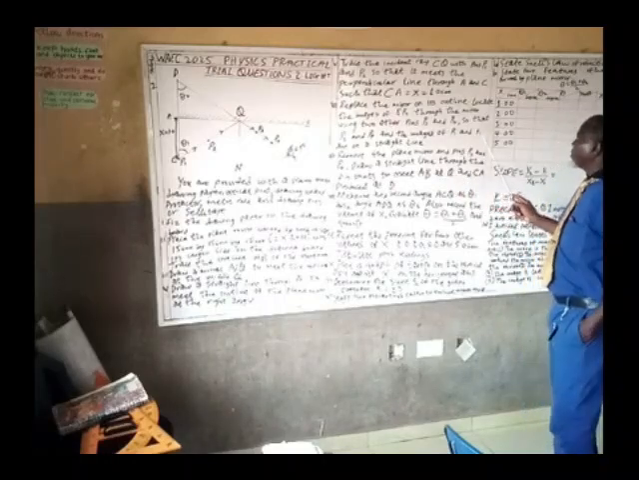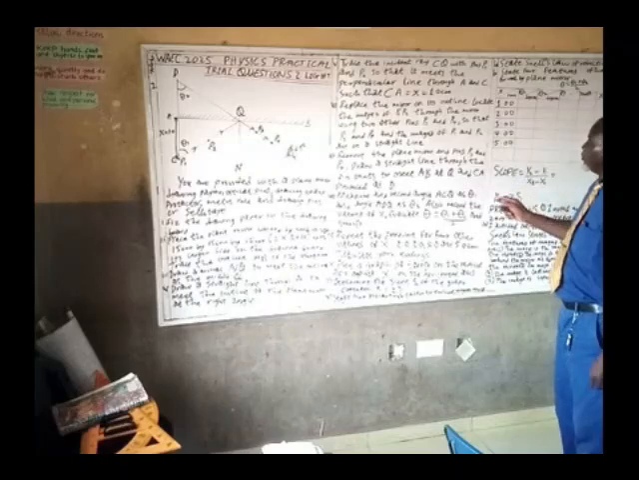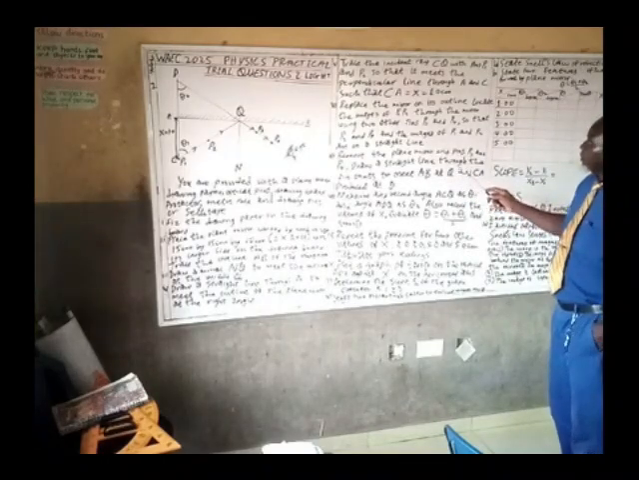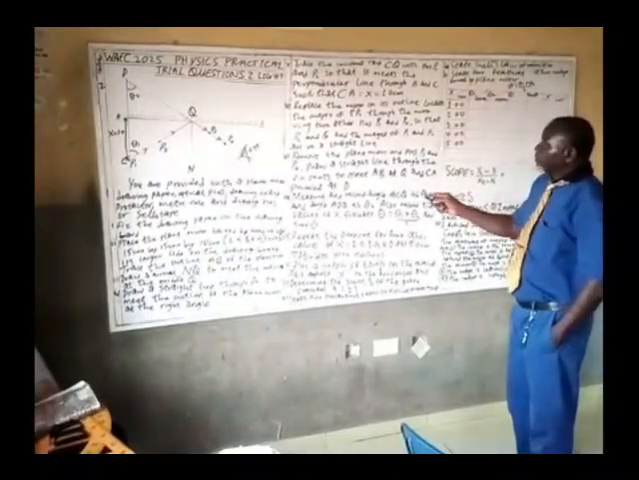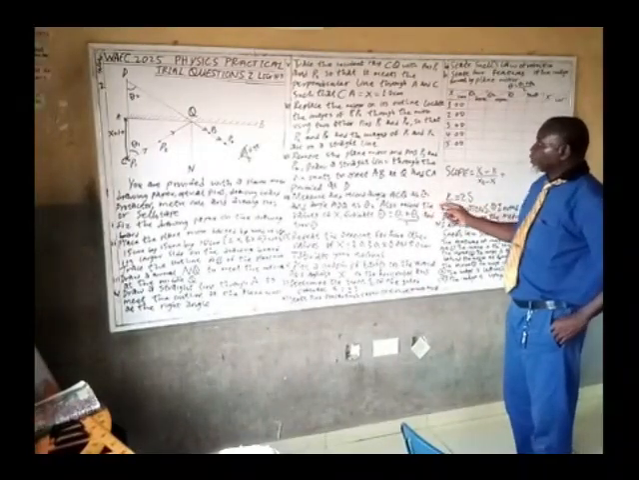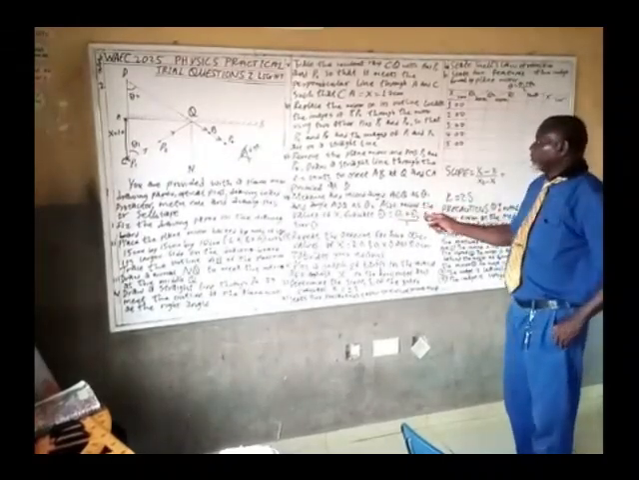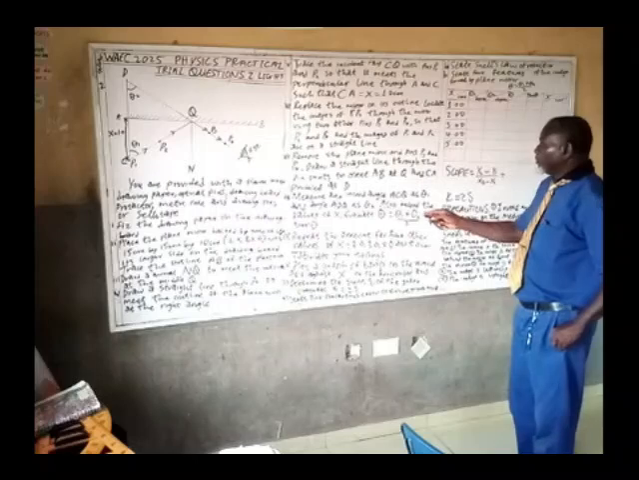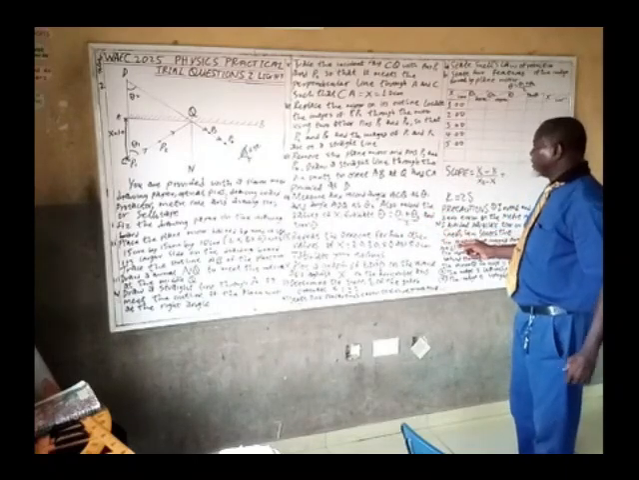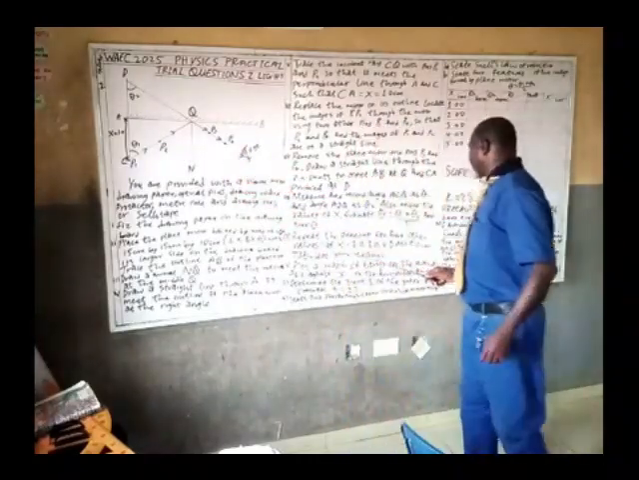Replace the mirror in its own outline. Locate the images of P1 and P2 through the mirror using two other pins, P3 and P4, so that P3 and P4 and the images of P1 and P2 are in a straight line. Remove the plane mirror and pins P3 and P4. Draw a straight line through the pin points to meet AB at Q and CA produced at D.